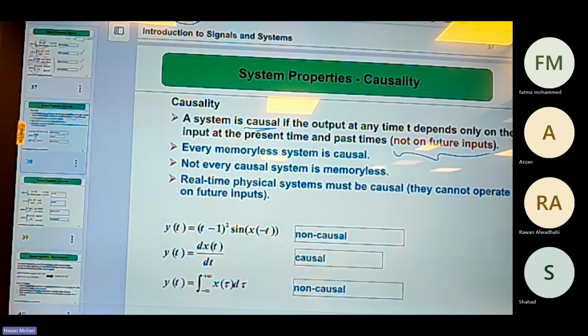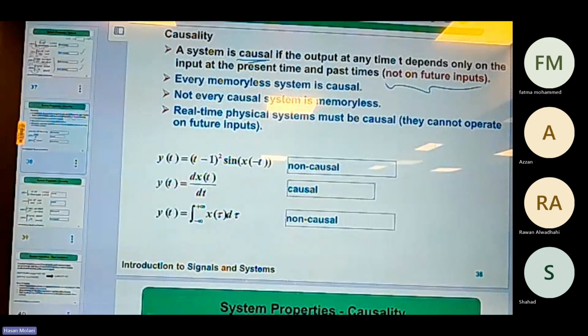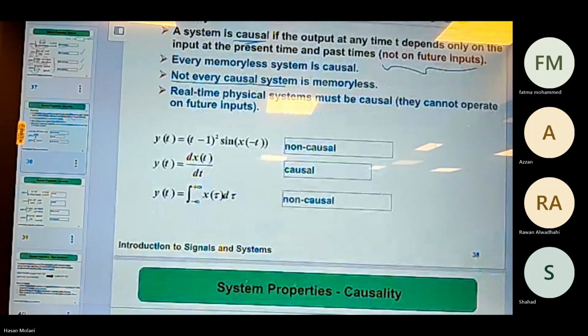Every memoryless system is causal, since it depends on the current time. But not every causal system is memoryless, since it can depend on the past. The systems we can make, we can generate, but they are not able to predict the future.